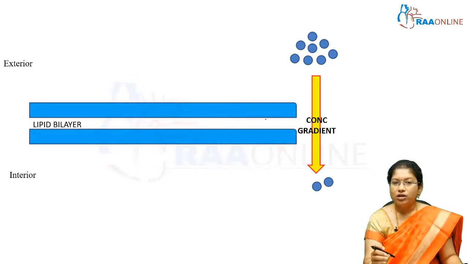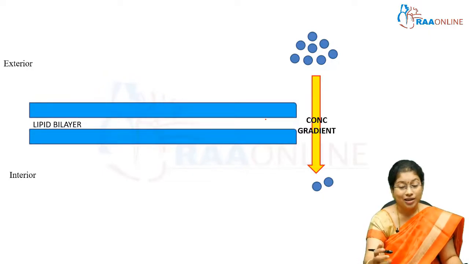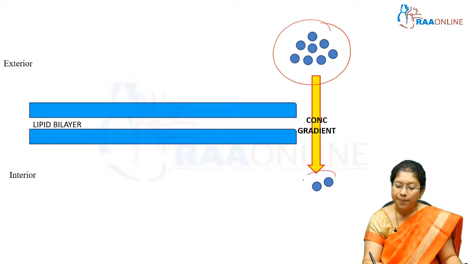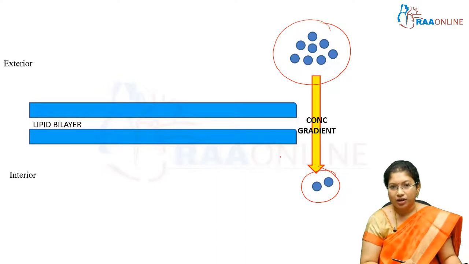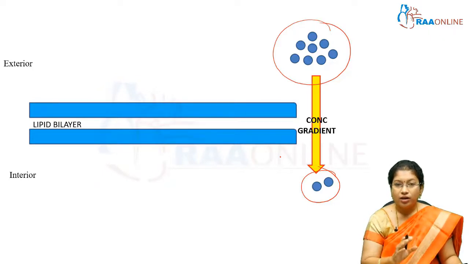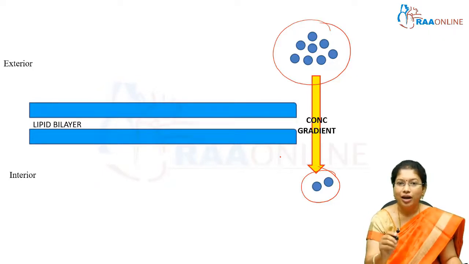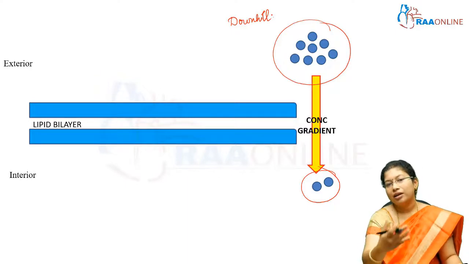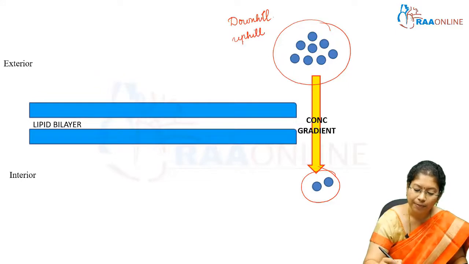When you see the concentration gradient, the substance is higher in the exterior. Here the concentration is higher compared to the interior of the cell. So, the movement ultimately passes from the exterior to the interior. When the substance moves along the gradient, it is called downhill. When the molecule is moving against the gradient, it is called uphill.